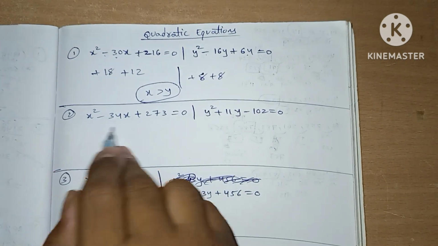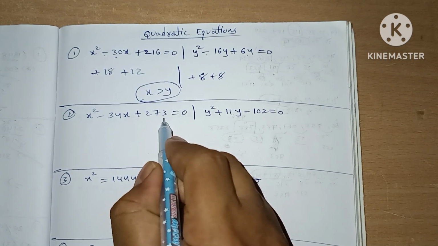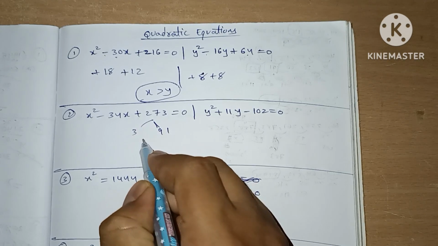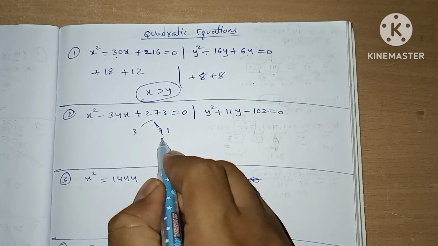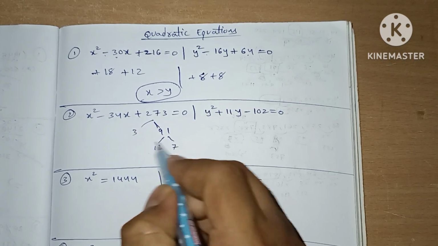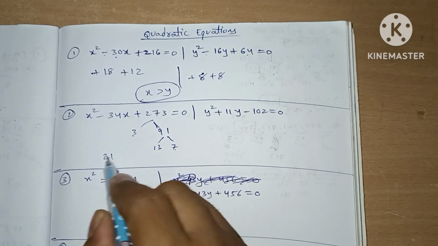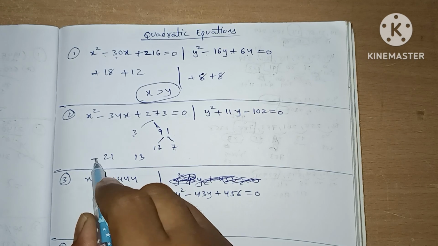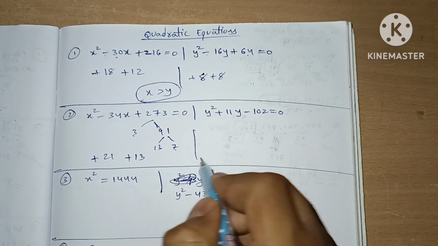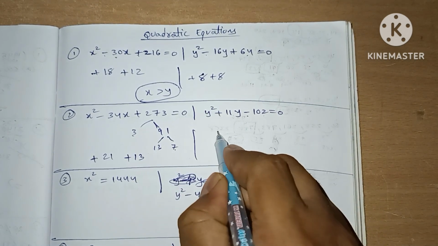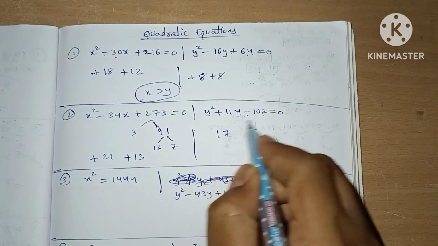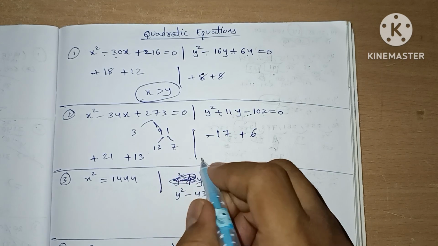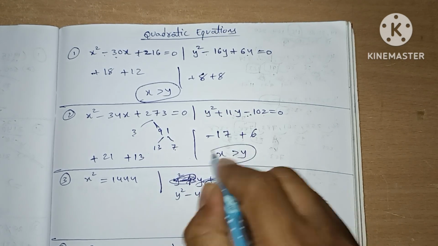Next, second question. 273. Let's divide this as 3 times 91. 91 as 13 7 times. Into 3, so 21 and 13. We got 34. So the roots are plus and plus. Here minus 102. We know that 17 6 times is 102. Plus and minus means minus and plus. By comparing these two, it is clear that x is greater than y.